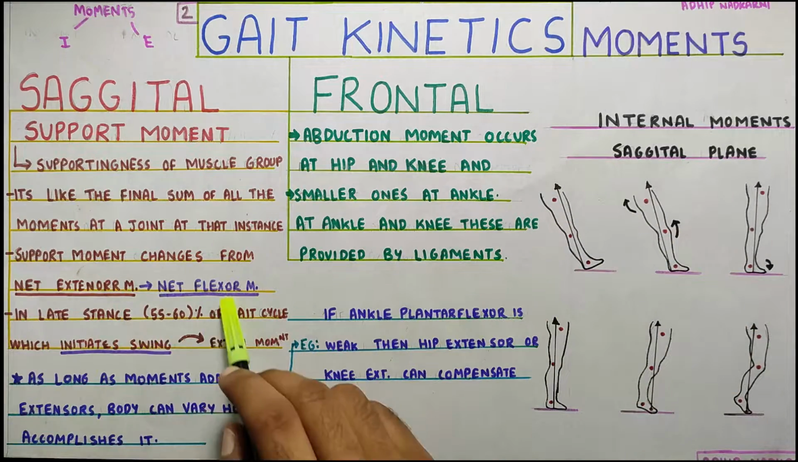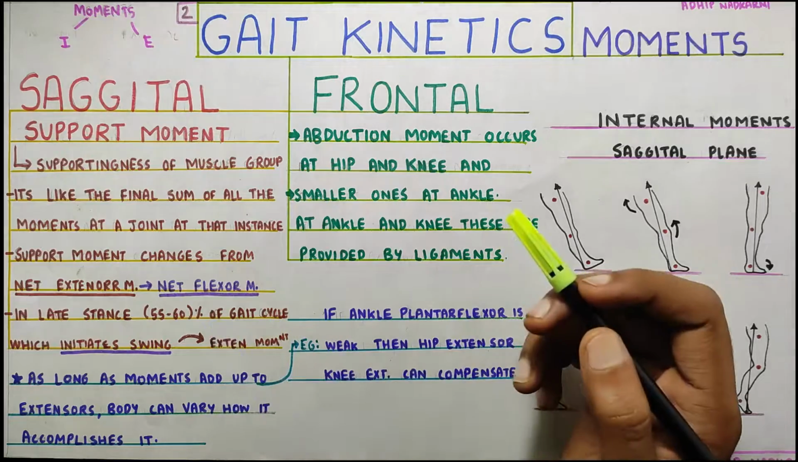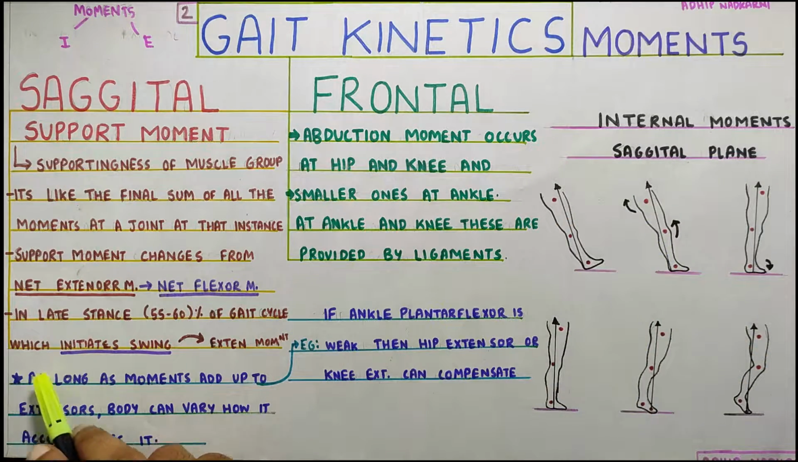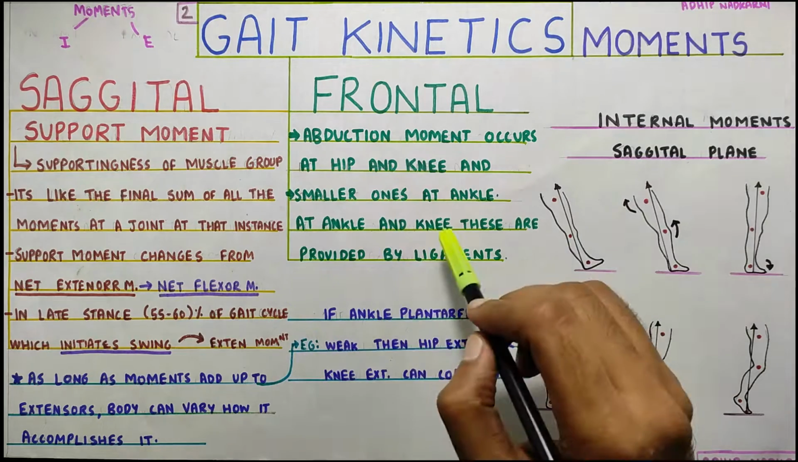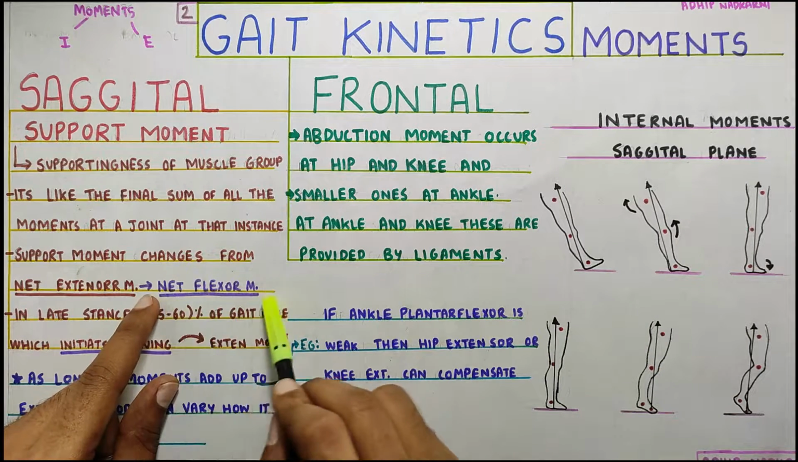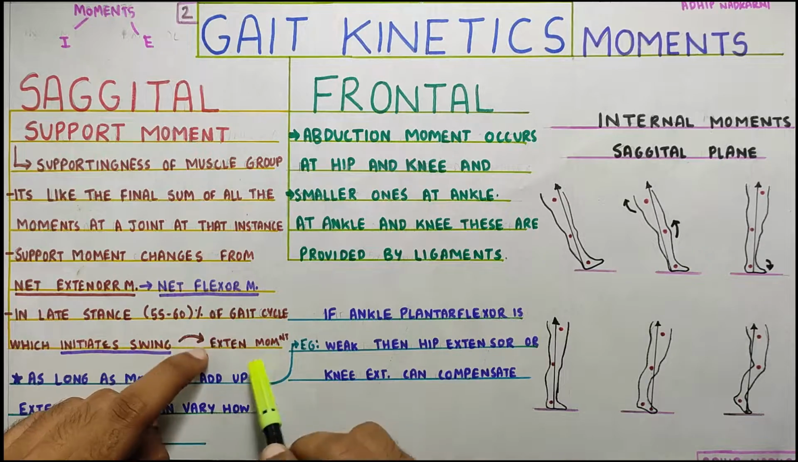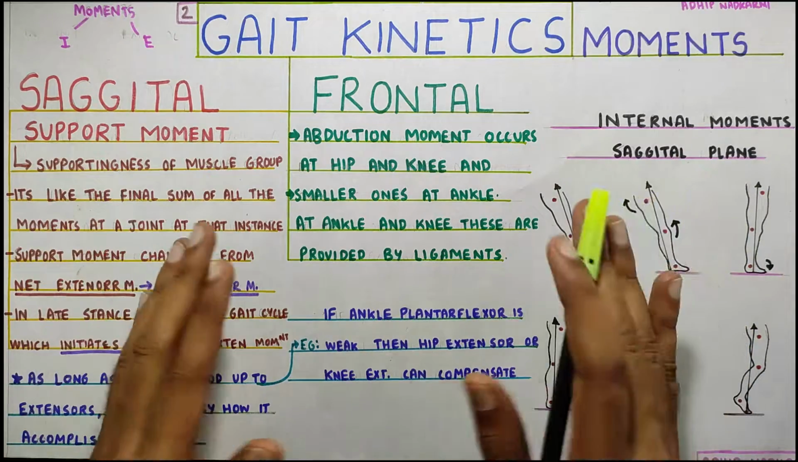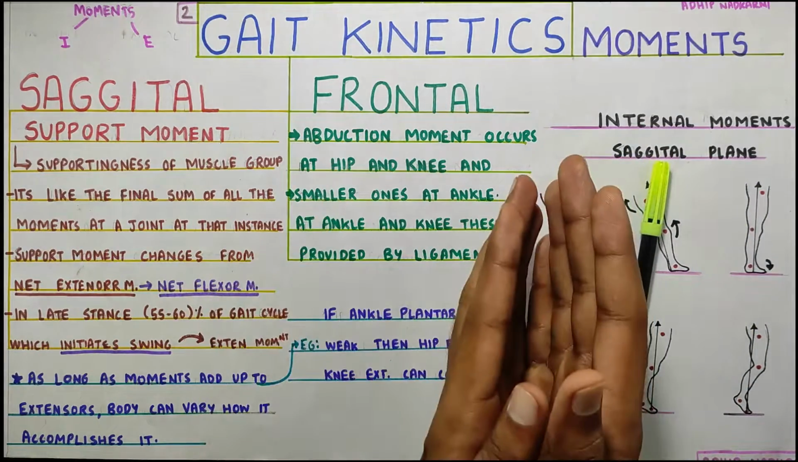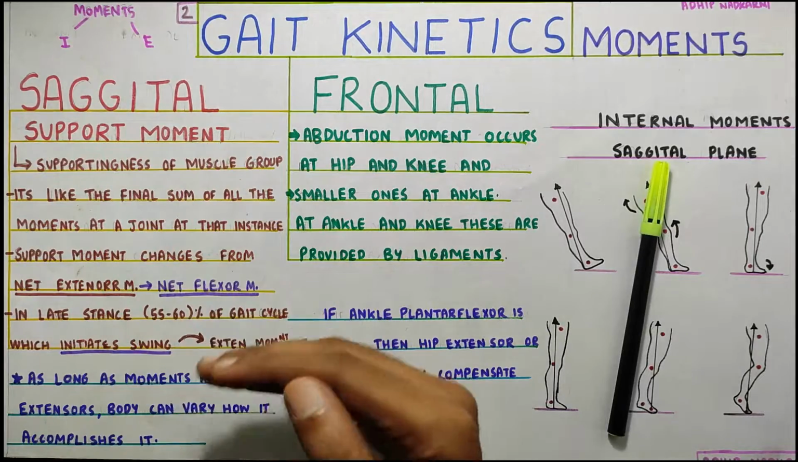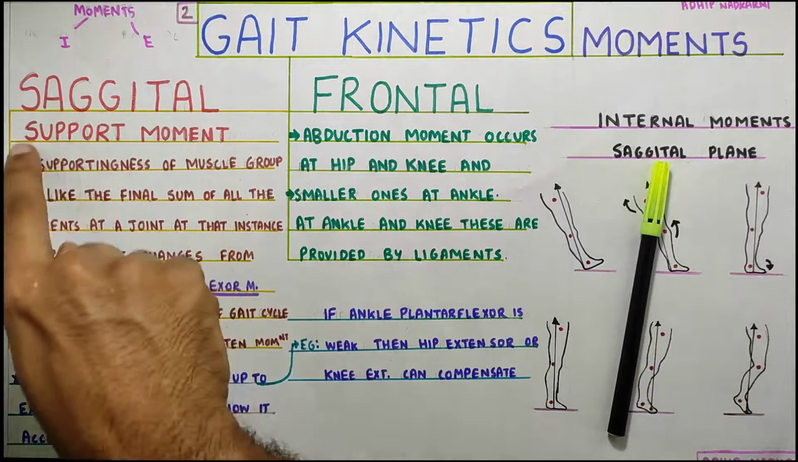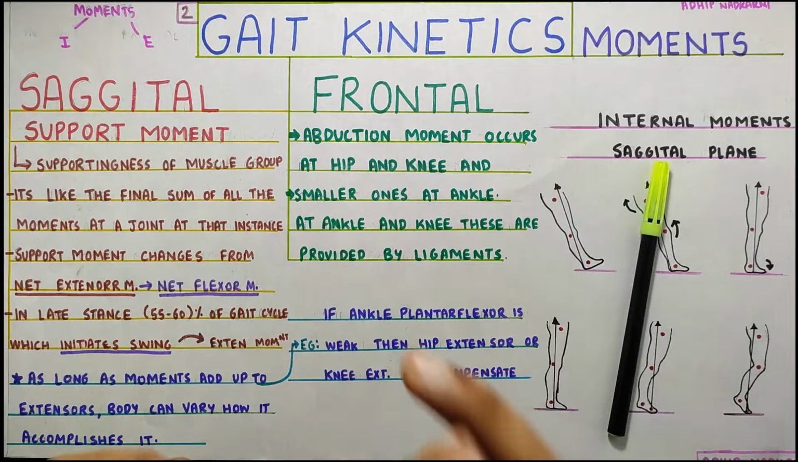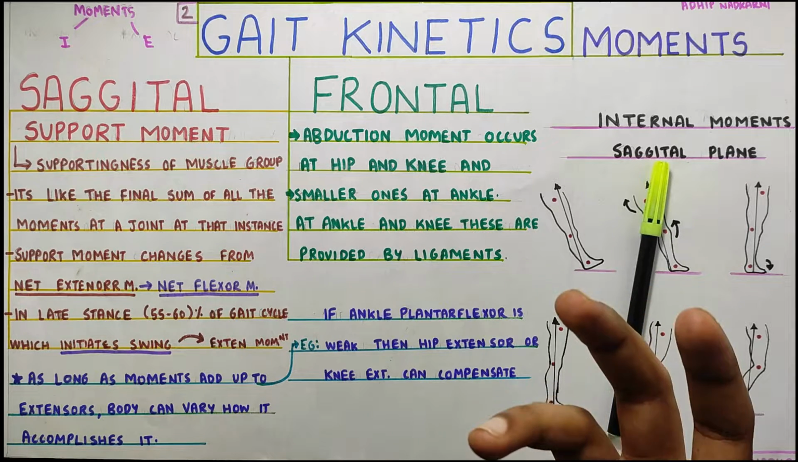Another thing is in late stance, around 55 to 60% of the gait cycle, what will happen again? It will initiate the swing phase, correct? And then swing phase will be the purple one, that is the net flexor moment, and then finally it will move on to net extension moment as you go into the stance phase. So that's what you need to keep in mind, that when you are in stance phase, it's more of an extension moment, and when you are in a swing phase, it's more of a flexion moment. Simple, right? That is the support moment in general, it's called. Another small thing you need to keep in mind is, as long as the moments add up to your extensors, the body can vary how it accomplishes it.